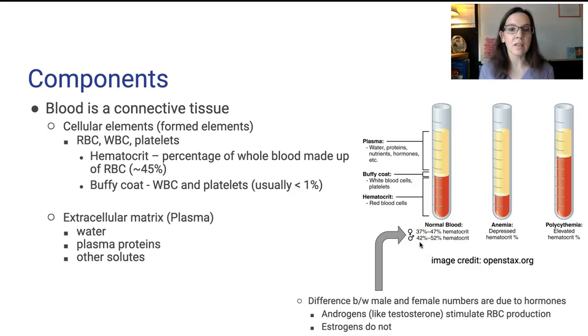The difference in these numbers is because certain hormones are going to promote blood cell formation and some hormones do not. Males have androgens like testosterone. That's going to stimulate red blood cell formation, so they're going to have a higher hematocrit. Estrogen in the females does not stimulate red blood cell production, so they're going to have a lower hematocrit.